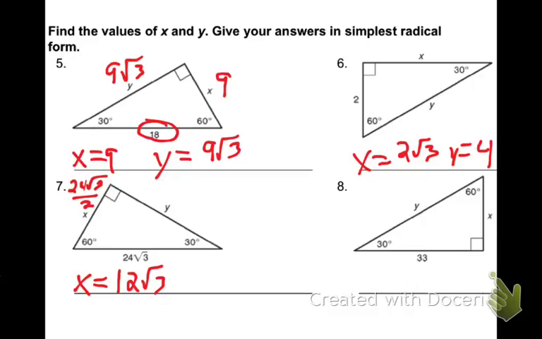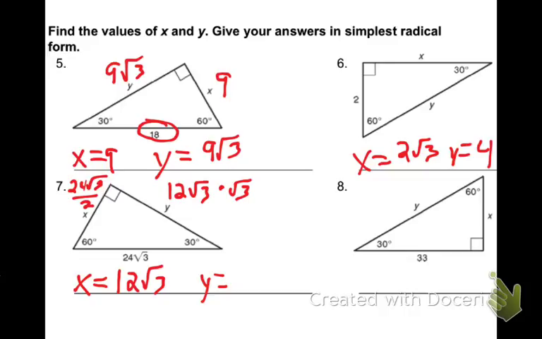Now, how do you find y? Y is kind of tricky here. Okay? Why is y tricky? Because you need to multiply by the square root of 3 again, right? So what happens here is I get 12 square root of 3 times the square root of 3. Right? I have to associate the square root of 3 again.